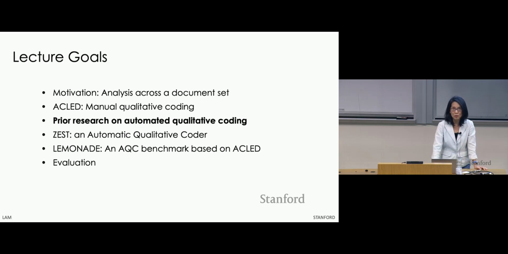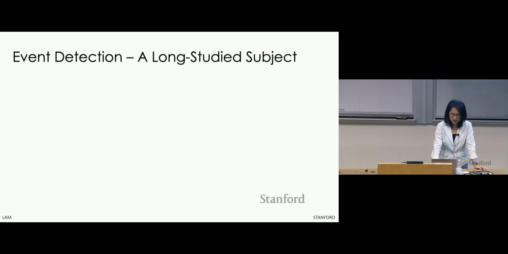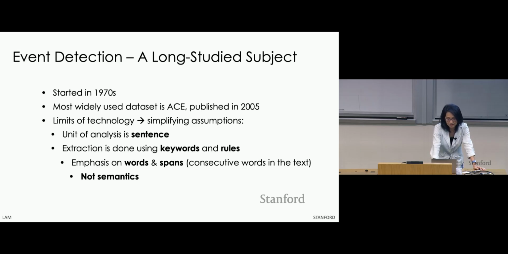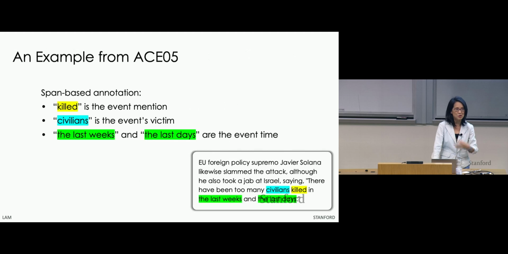So let's talk a little bit about what people have done in the past. It turns out that just event detection, which is one class of document set analysis, is already a long-studied subject. Starting in the 1970s, there is a data set in ACE that was published in 2005. But because of the limits of technology, there were a lot of simplifying assumptions. The unit of analysis is sentence level. The extraction is done using keywords and rules. The emphasis is on words and spans. Spans are just a set of consecutive words in the text, and it's not based on semantics. And you can imagine what that means.